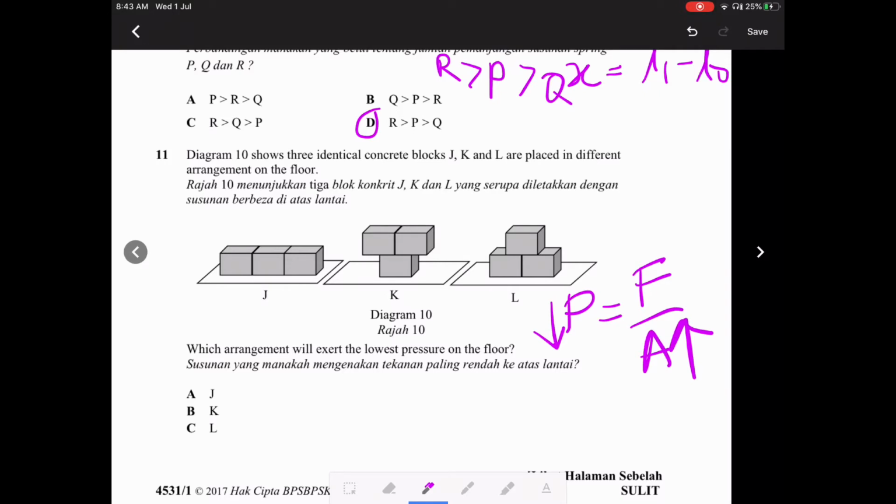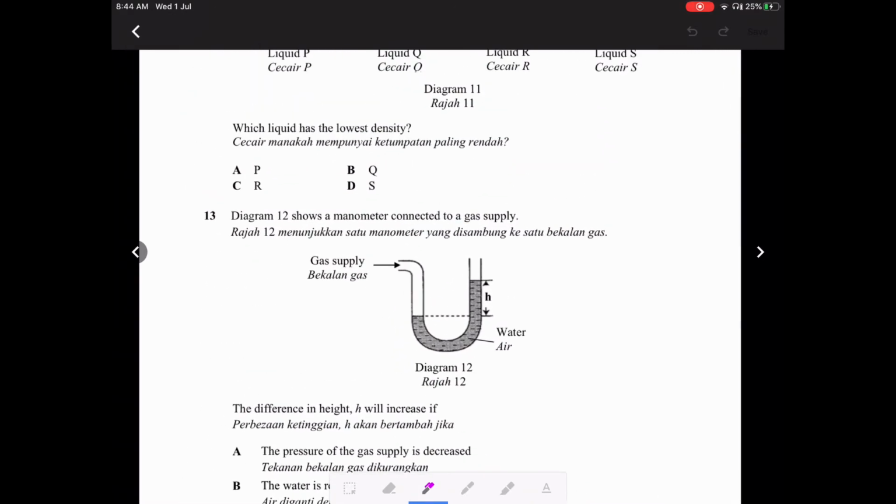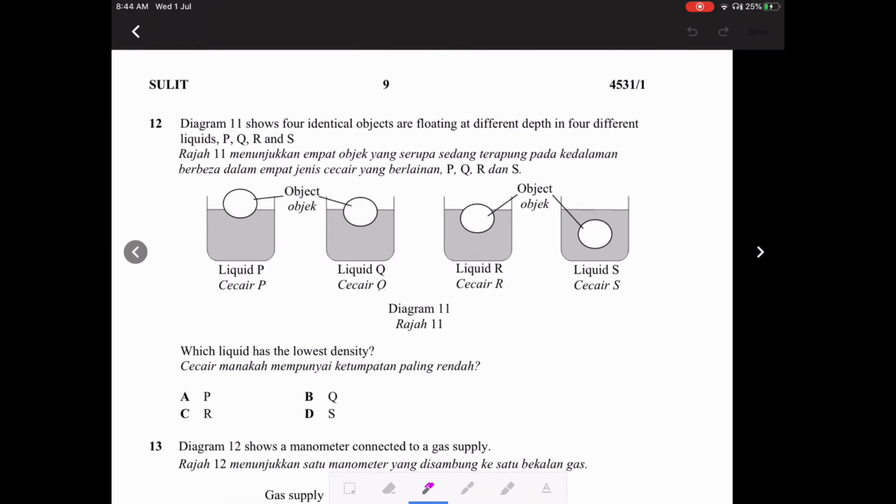Okey, kalau yang ini luas permukaan dia bentuk macam ni. Kalau yang ini hanya 1. Kalau yang ini hanya 2. Jadi, yang mana yang paling besar ialah J. Okey, kita cari area yang paling besar. Okay. So, next. Ni soalan nombor 11. So, the answer is A. Okay. Soalan seterusnya. Okay, question number 12.